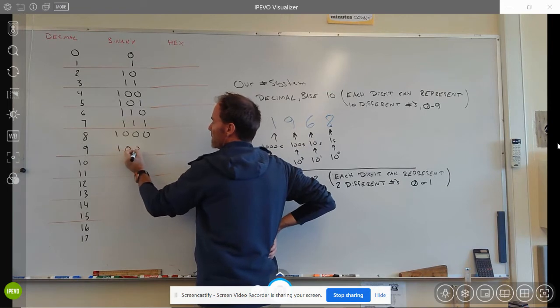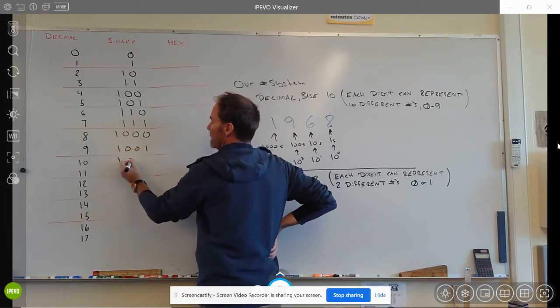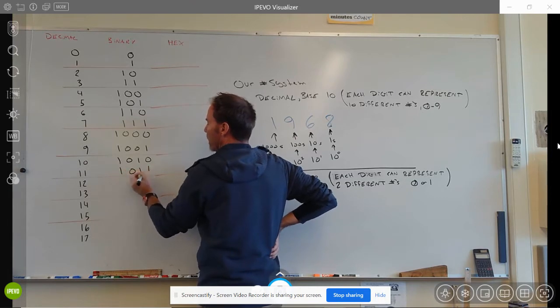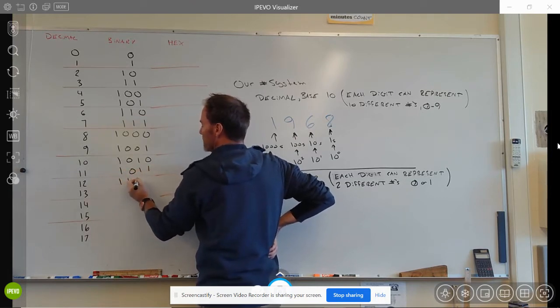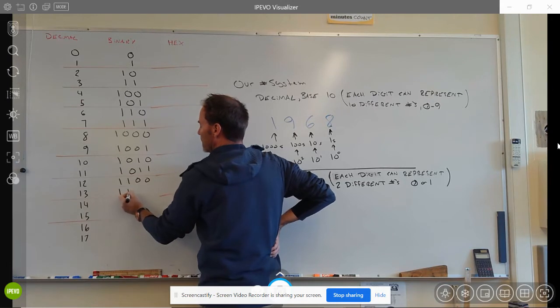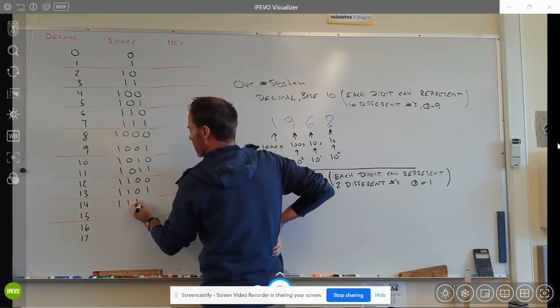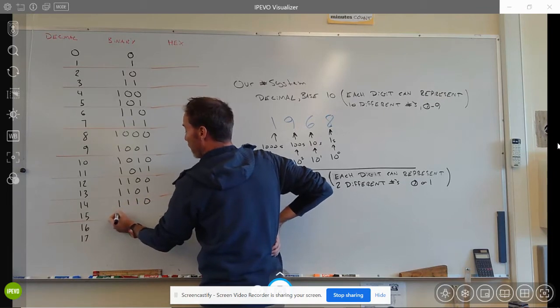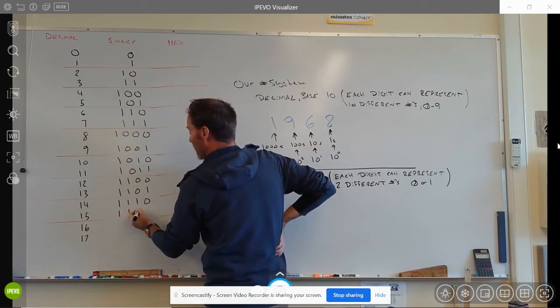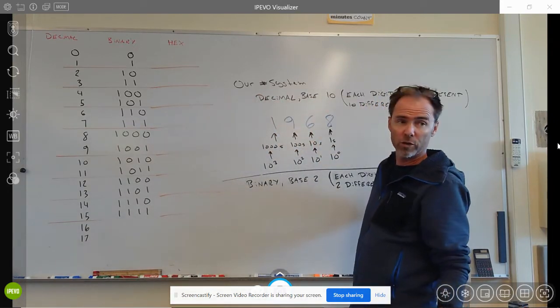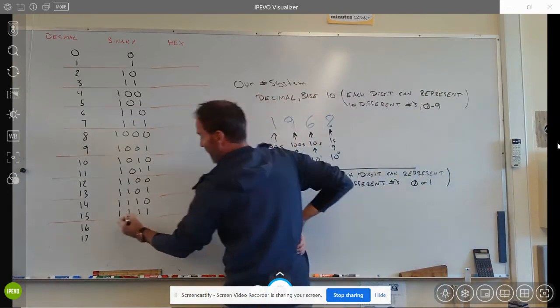1, 0, 0, 1 is 9. 1, 0, 1, 0 is 10. 1, 0, 1, 1 is 11. 1, 1, 0, 0 is 12. 1, 1, 0, 1 is 13. 1, 1, 1, 0 is 14. And 1, 1, 1, 1 is 15. If I was to go to 16, I would add another digit.